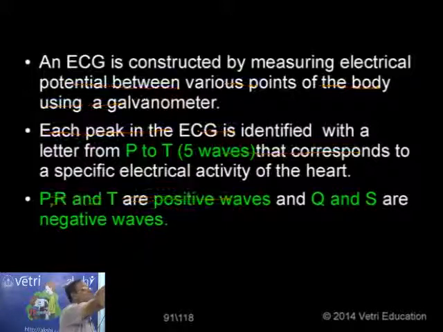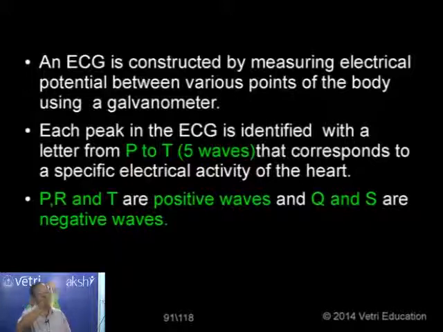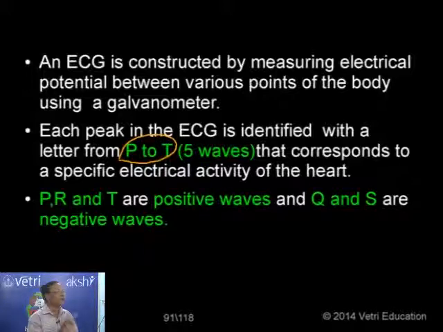Now, in the graph, we can have certain peaks, ups and downs. Each peak in the ECG is identified with letters from P to T. That means there are 5 general main waves in each cardiogram. They are represented from left to right as P, Q, R, S, T. These waves correspond to specific electrical activity of the heart.